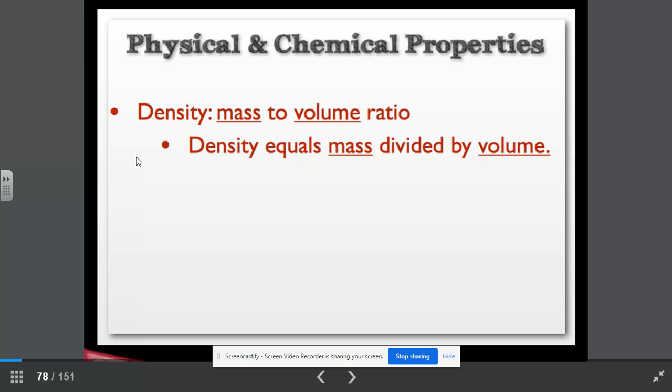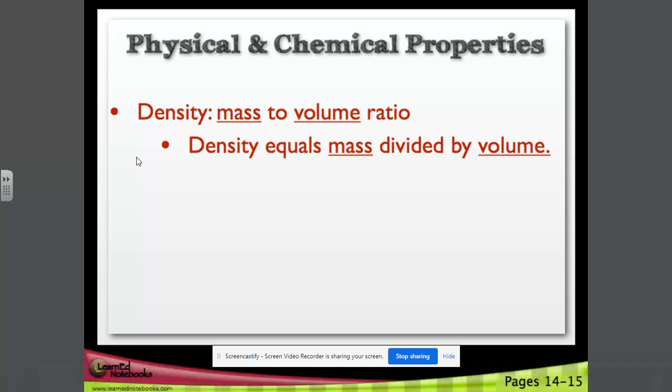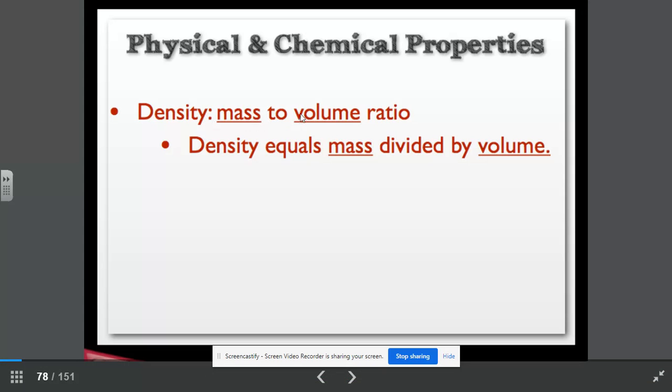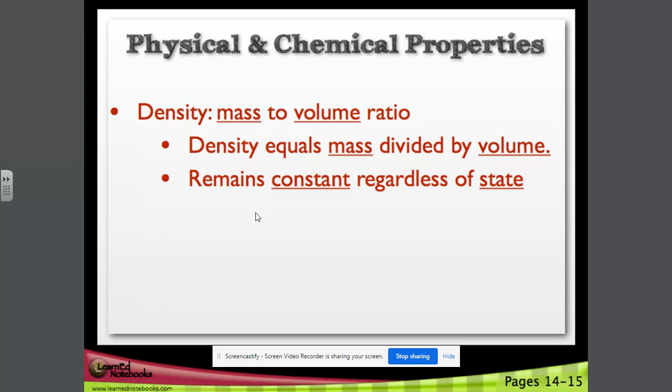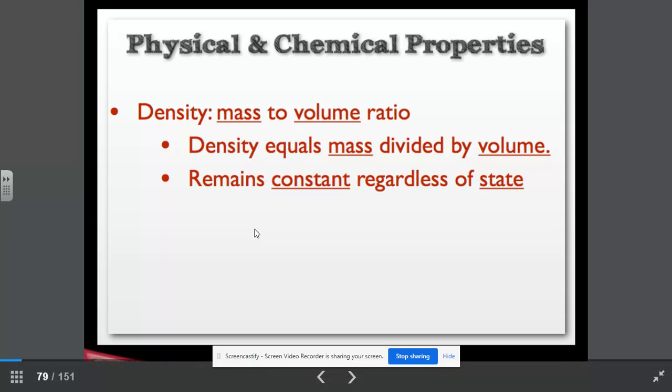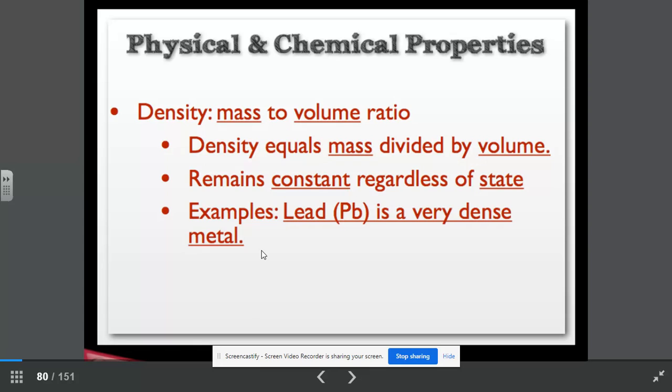Now let's talk about density, which is another physical property. Density is the mass to volume ratio. We know that we can calculate density because density equals mass divided by volume. Density remains constant regardless of the state. Some examples, lead, the chemical symbol is Pb, is a very dense metal.